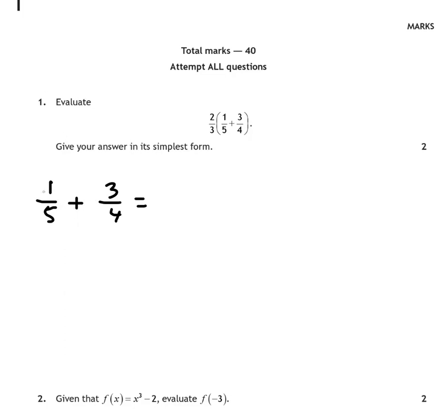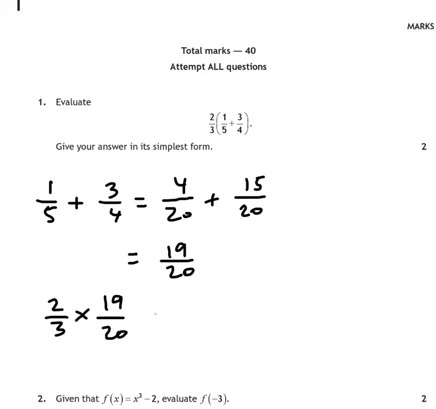So we would times this one by 4 and this one by 5. So that would give 4 over 20 plus 15 over 20. And that becomes 4 plus 15 over 20. And then we just evaluate the fraction. So we can cancel a 2 from these numbers. And that would become 1 times 19 over 3 times 10. So 19 over 30.